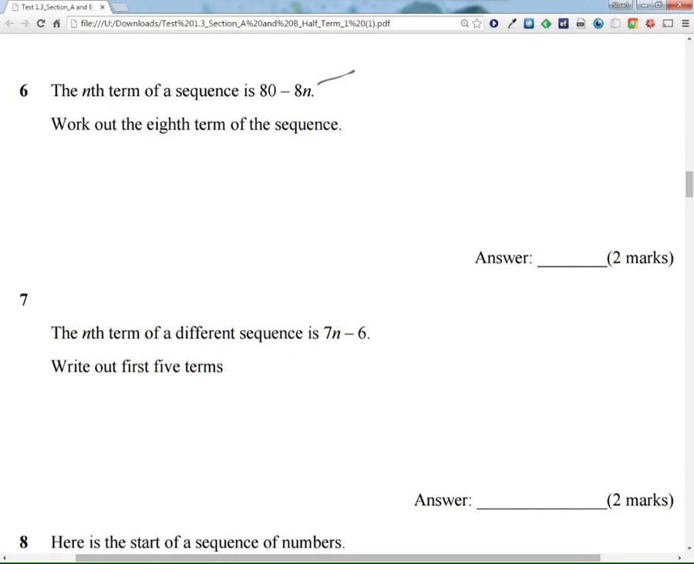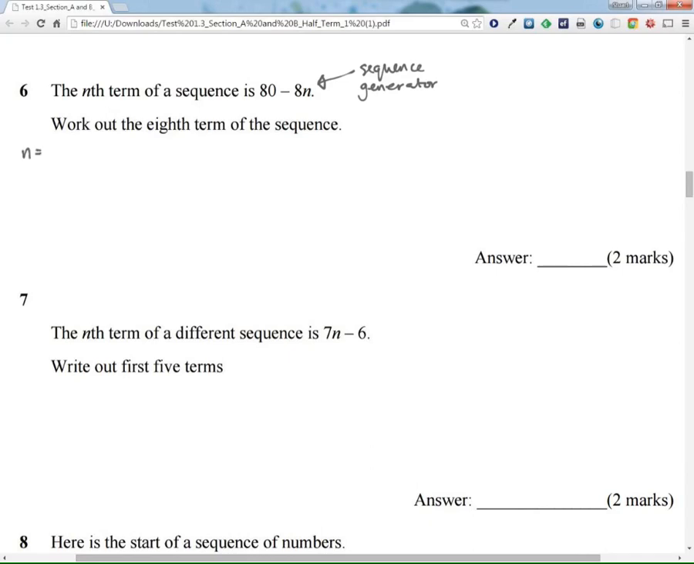So, the nth term of the sequence is 80 minus 8n. Lots of people got confused with this question, probably because the nth term is written slightly differently to how we normally see it. Okay, remember, we'll go from scratch here. This, remember, is the sequence generator. It generates all the terms in our sequence.